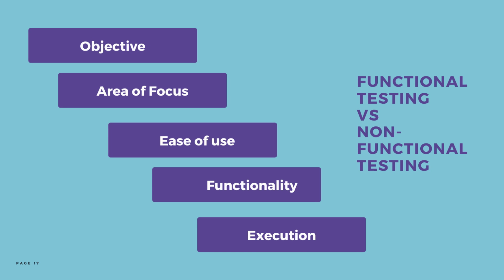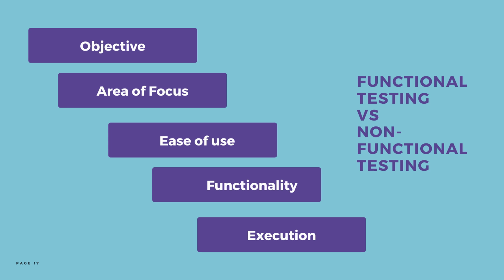Okay, let's take a clear look at these parameters and understand how these types of software testing differ based on them. First, objective. Functional testing is mainly carried out to verify and validate the software actions such as the login function, whereas non-functional testing helps in verifying and validating the performance of the software.